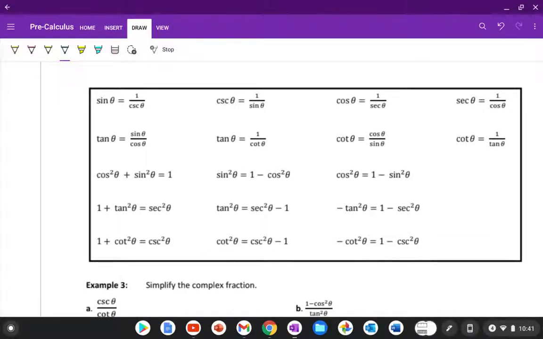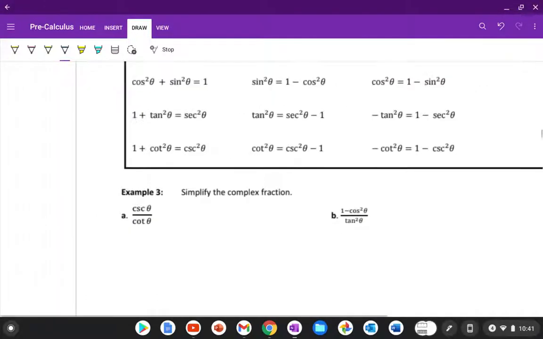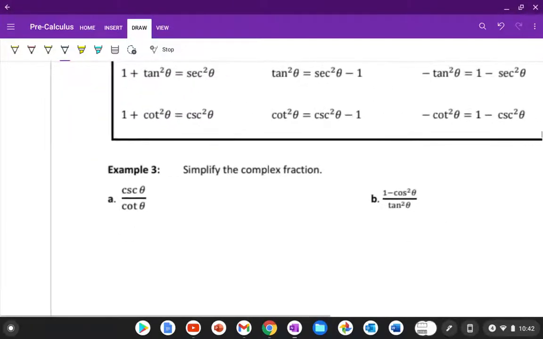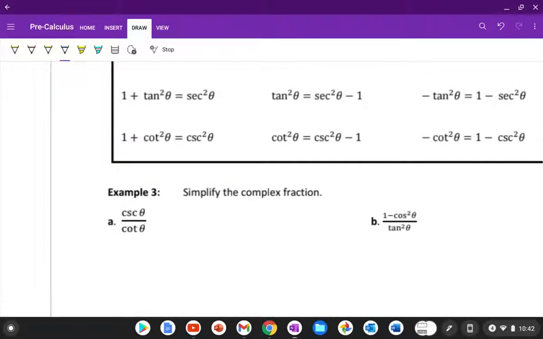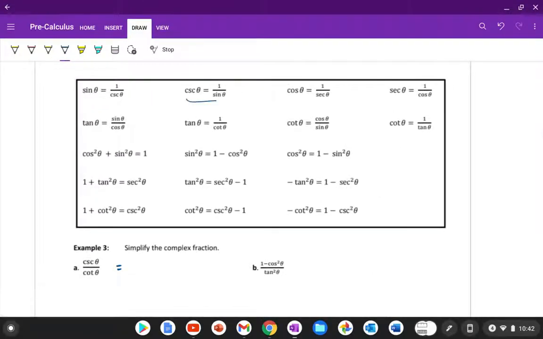So same table of values here. Again, I'll upload a picture of this on Google Classroom as well. So let's take this strategy of just changing everything to sines and cosines and see how it works out for us. So our first one here, we're going to go ahead and replace cosecant with 1 over sine. Here. So 1 over sine of theta over cotangent.